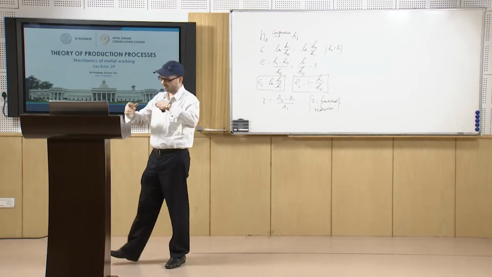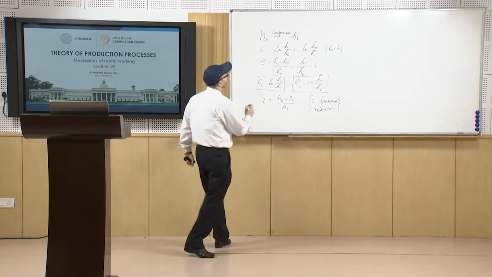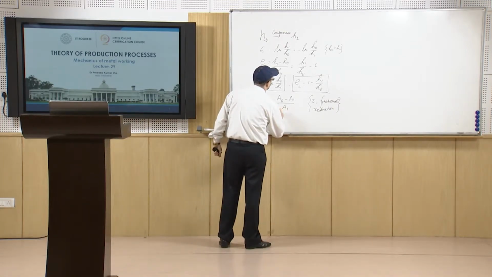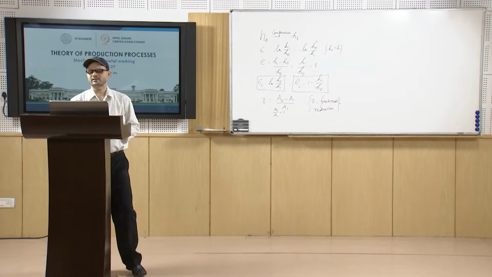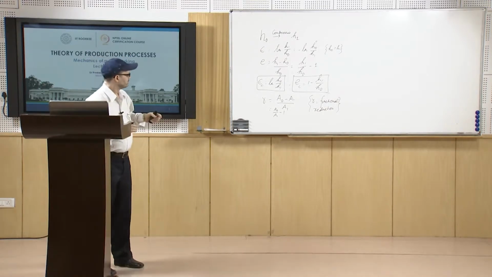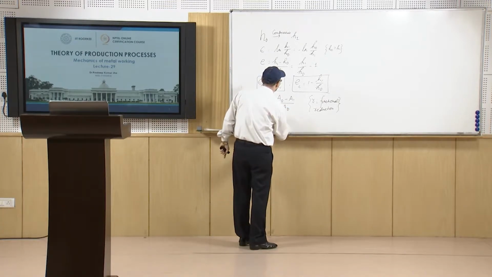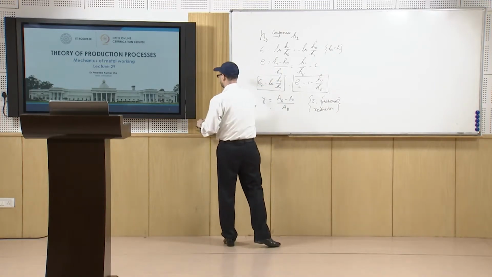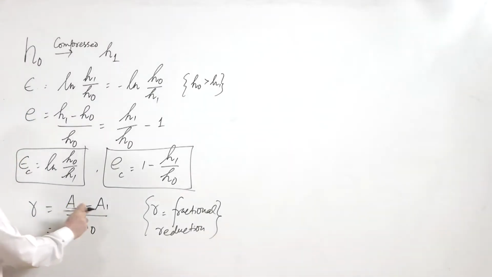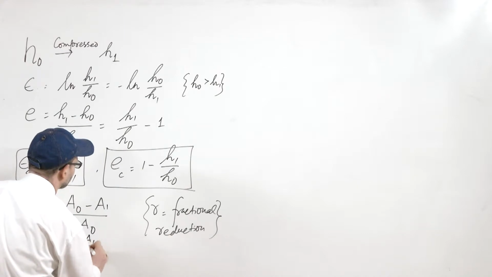If you further say, this will be equal to A naught by A1 minus 1. Basically we have this original area, which we are defining by A naught, so this will be A naught minus A1 by A naught. This is the original area and this is the final area, so the difference is A naught minus A1, and then you have 1 minus A1 by A naught.